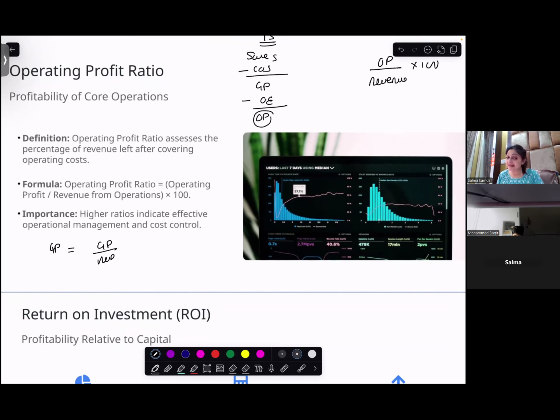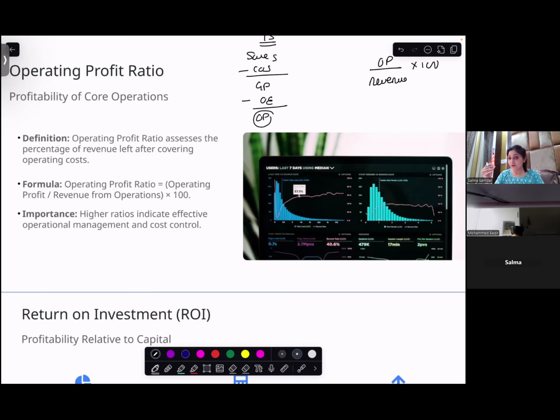Gross profit divided by revenue from operations multiplied by 100. If you have the net profit ratio, what would be the formula? Net profit divided by revenue multiplied by 100. If you have the operating profit, what would be the formula? Operating profit divided by revenue multiplied by 100.